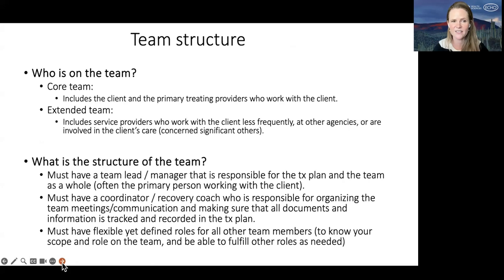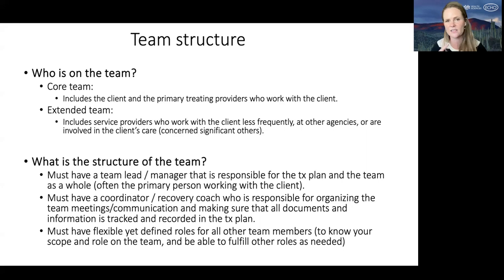So in terms of the components of a successful team, let's talk about structure first. And the model here is really kind of a hub and spoke picture. There's the core with the patient really right at the nucleus. And then around the patient, there's the primary providers who work most regularly with the patient. Sometimes if there's a concerned significant other in the support system who's very, very intensively involved in treatment, they would be considered part of the core team.